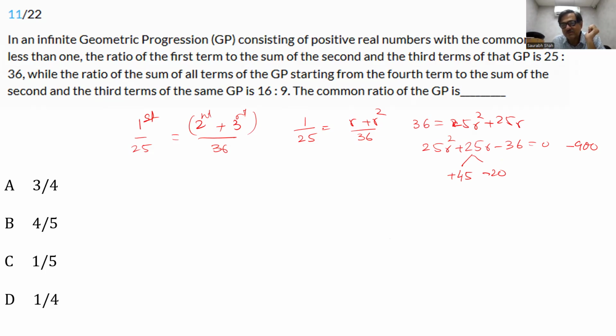So now how do I get my roots? Change the sign, minus 45 plus 20 and divide by the coefficient of the x square term. So divide by 25.